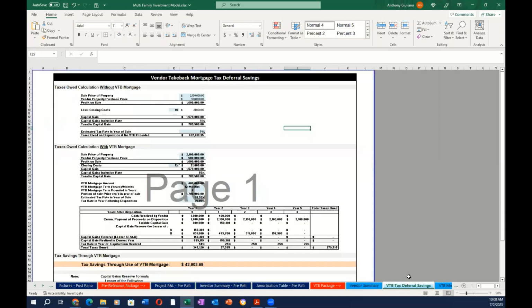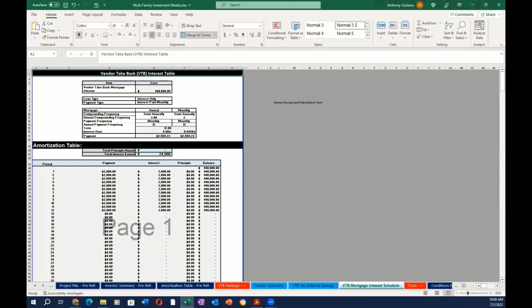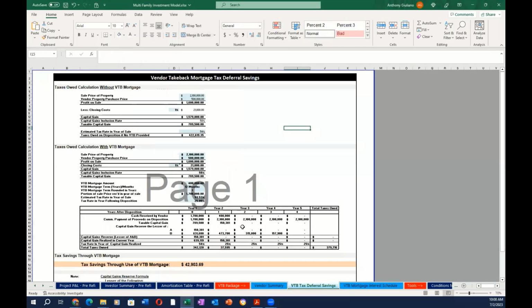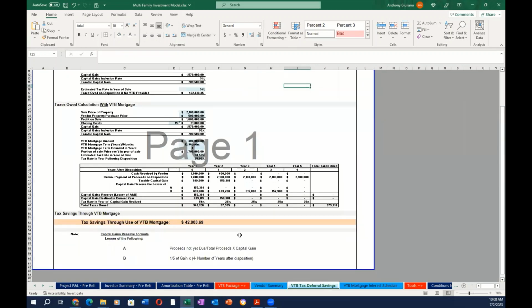It will generate a quick VTB mortgage interest schedule showing the vendor how much he's making on interest on the vendor take-back mortgage that he's advanced you. In addition, it will provide the vendor a quick summary of the tax benefits that he'll experience as a result of deferring his capital gain on the deal by advancing you a vendor take-back mortgage.